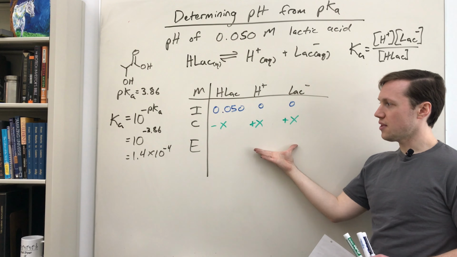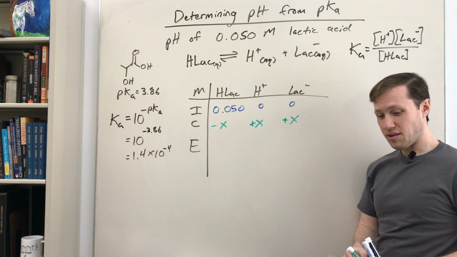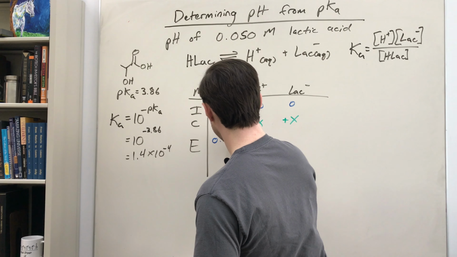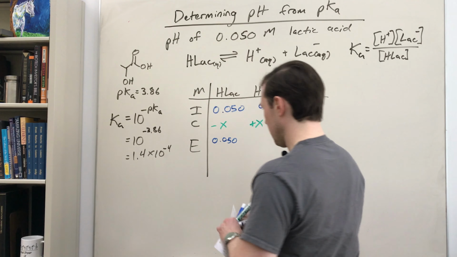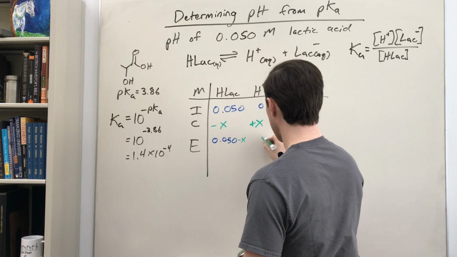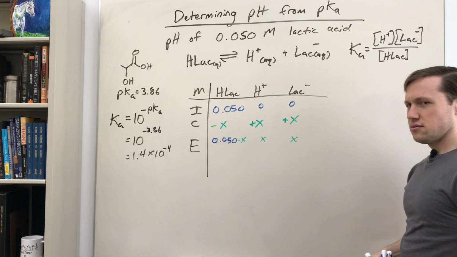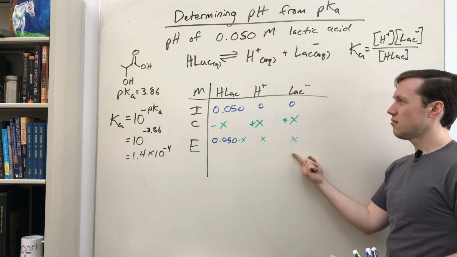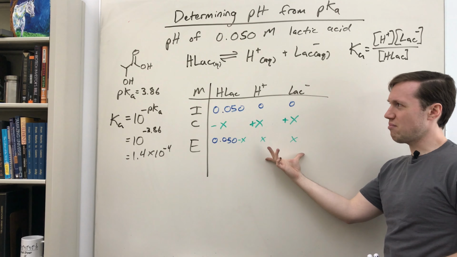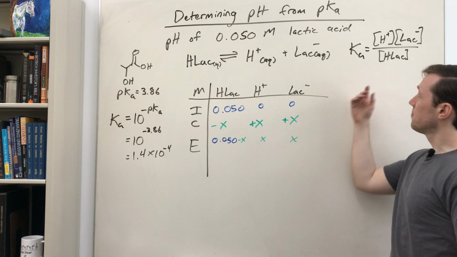So now, down at the equilibrium line, we know that the amounts we have at equilibrium will be 0.05 minus x, x, and x. You might be asking yourself right now, I thought you said that this ice table was going to solve all our problems. Well, in a sense, it has.